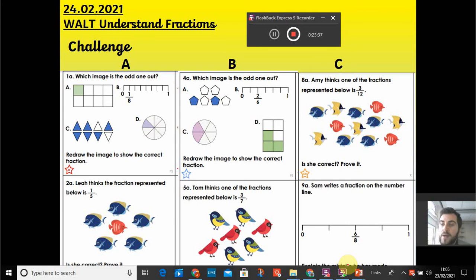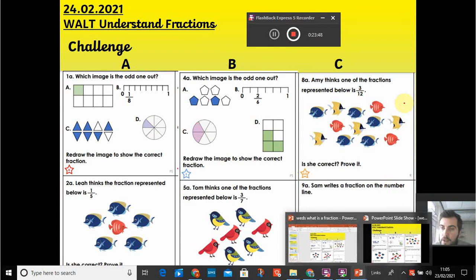So we know that Sam is incorrect, but how do you know? So we've got 6/8 right in the middle. Think about where 6/8 should go. There's a clue. Or what should go in the middle as opposed to 6/8. Good luck with that, everyone.